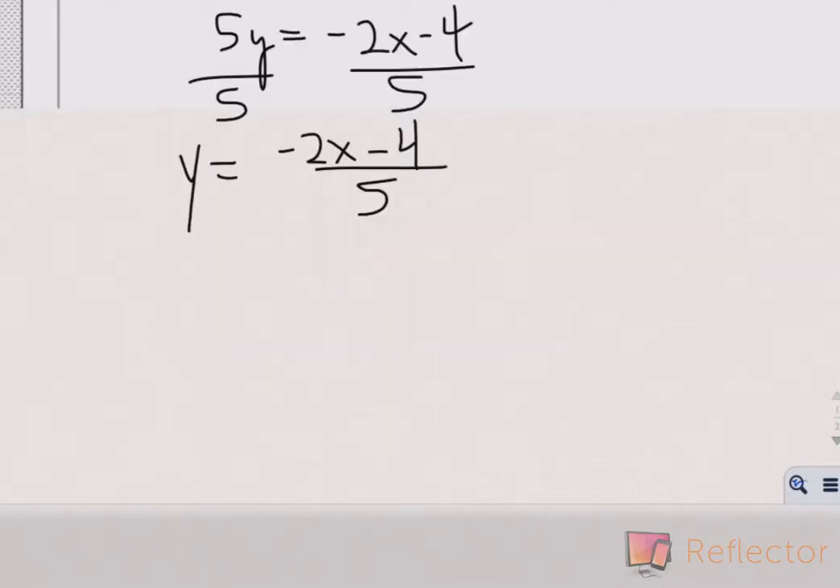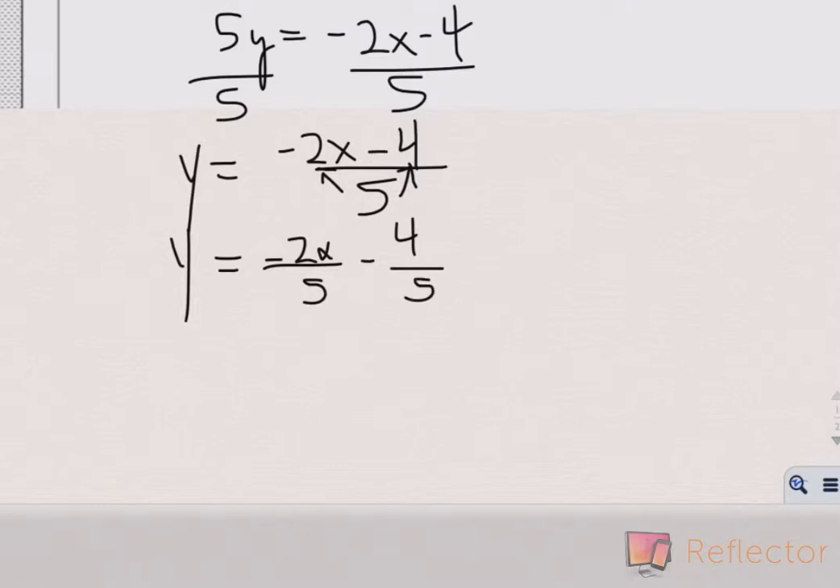Now, important understanding here is that we can split this fraction up because both of these terms are being divided by the same denominator. So we can go -2x over 5 minus 4/5. Now, if you want to, you can transform this equation into decimals. And many students prefer that. So we have -0.4x minus 0.8.